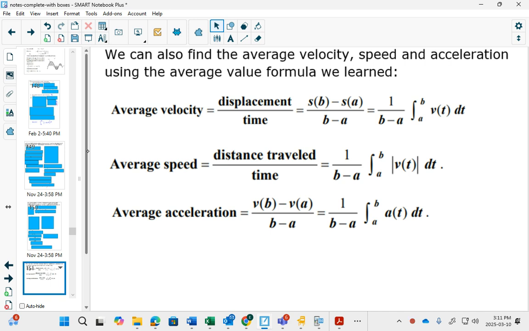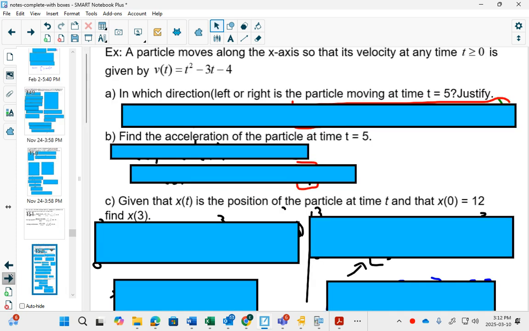So here we have the absolute value bars inside because it would be like a distance formula. We need the total distance traveled. And average acceleration, you could take your velocity formula and basically find the secant line or the slope. What was your velocity to begin with? What was your velocity to end with? How much time did that take? That's going to be your average acceleration. Or you could take your acceleration formula and solve that as well.